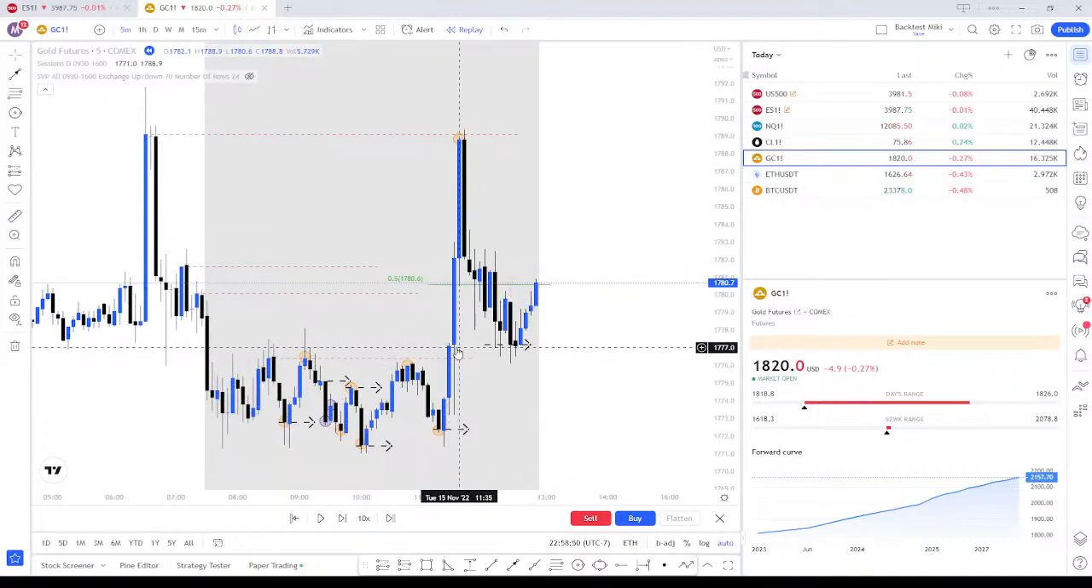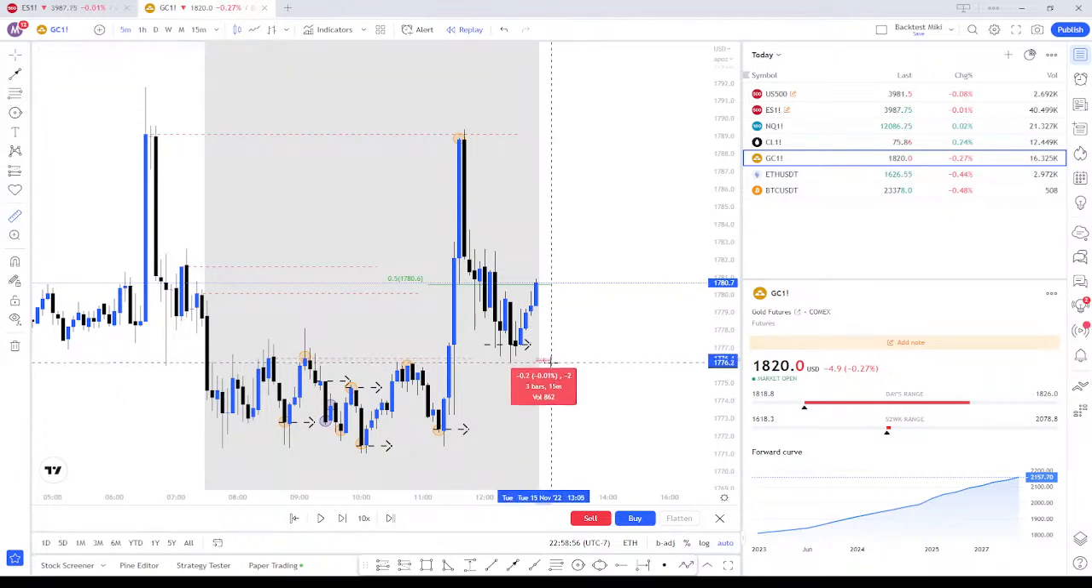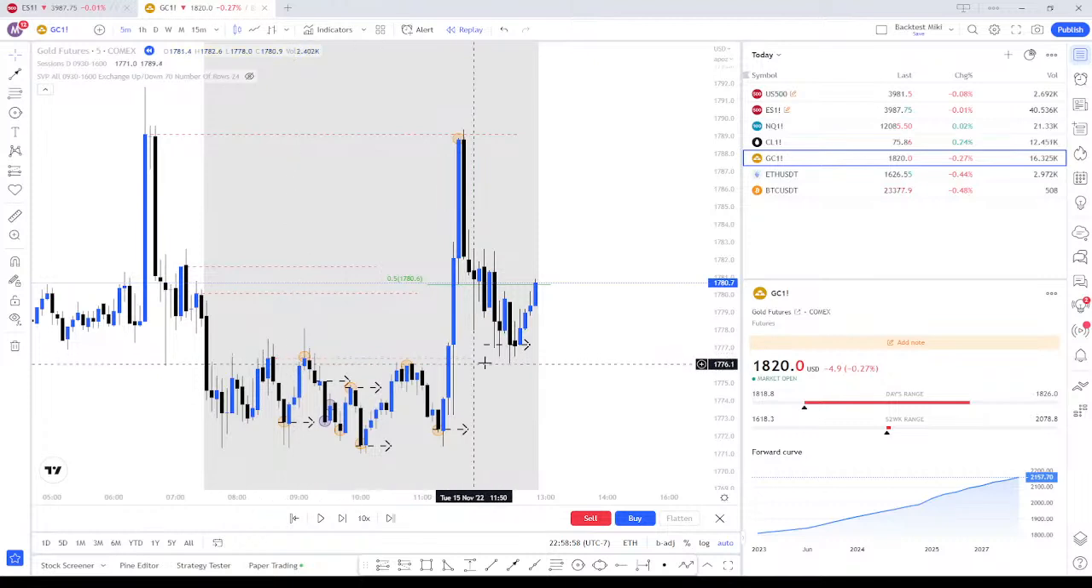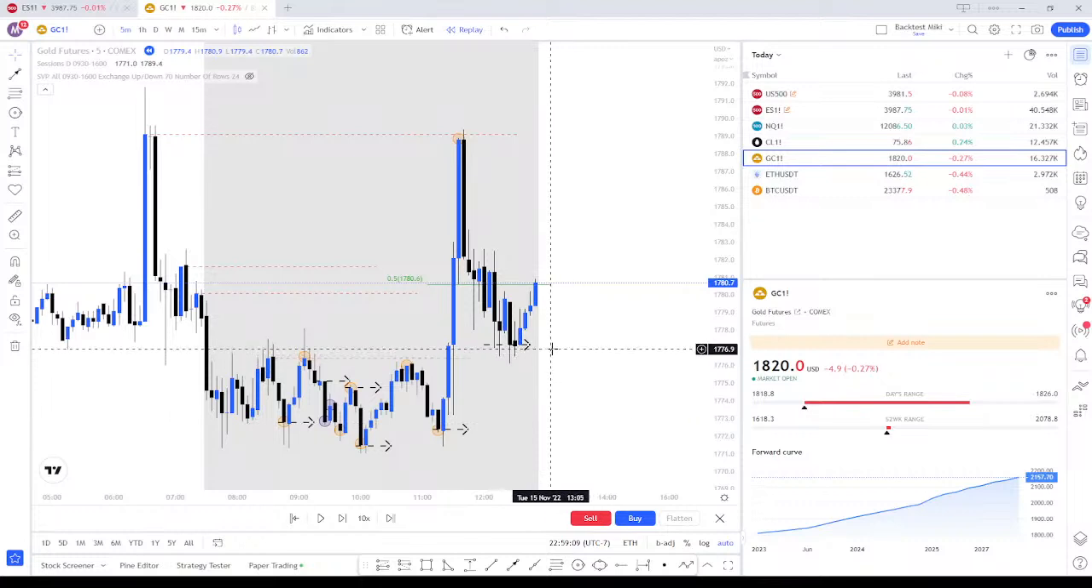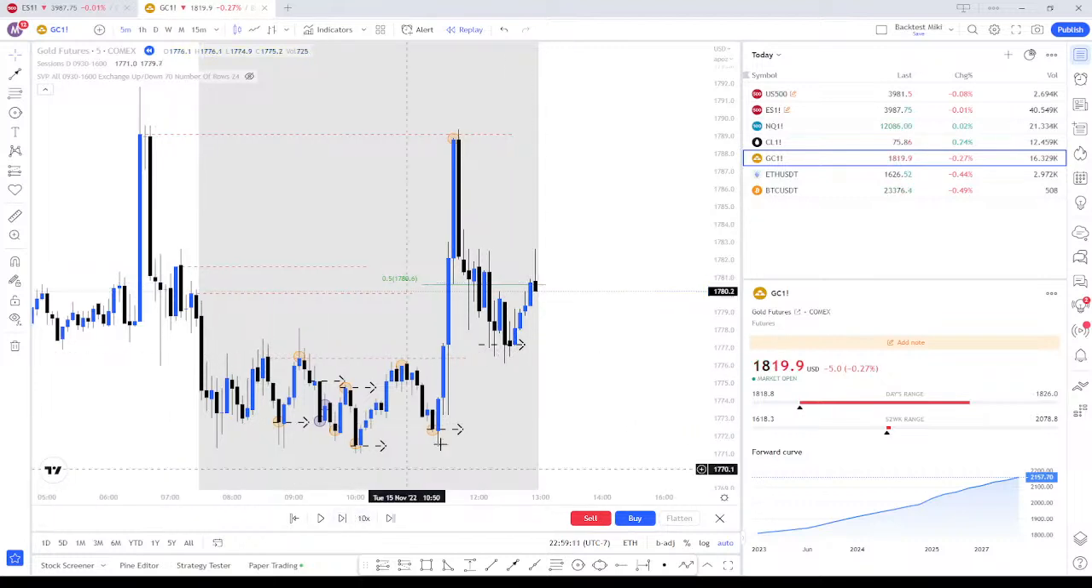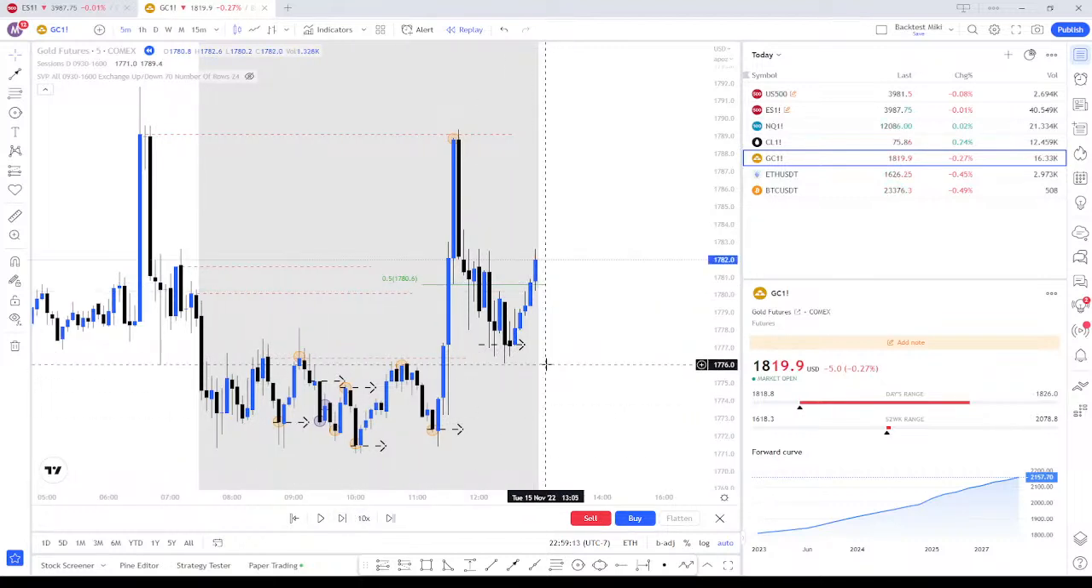Why did I choose this point? Where's the intersection in this candle? I wanted to choose this point. This was the high from this double top, right? So I wanted to choose that point, but we didn't choose it.